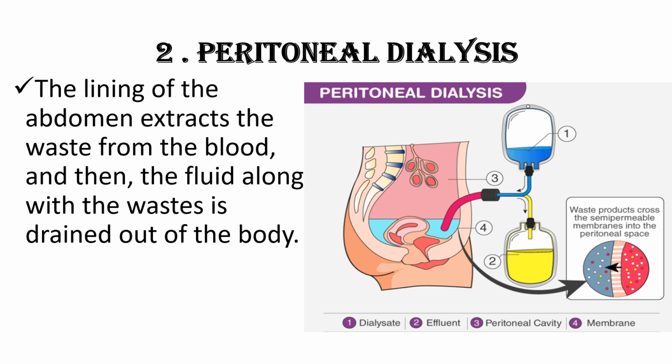So the lining of the abdomen extracts the waste from the blood, and then the fluid along with the waste is drained out of the body. So this figure explains in pictorial representation how peritoneal dialysis is done inside the body, in the abdomen.